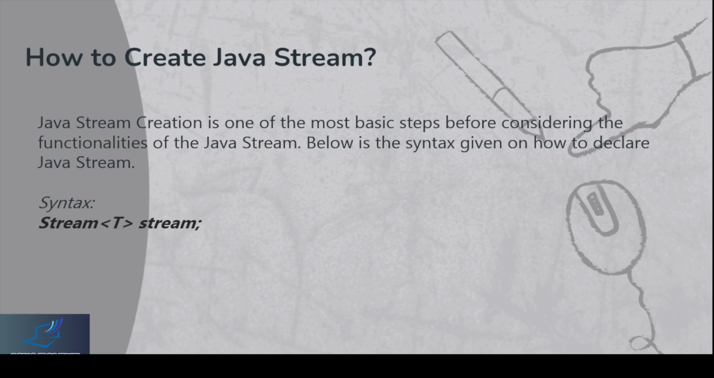Basically, if you want to know how we can create a Java stream: Java stream creation is one of the most basic steps before considering the functionalities. If you see the syntax, the declaration is Stream of type T. Here T refers to anything; we can take it as Object, as a specific class, or as anything. This is the type it is mentioning here.